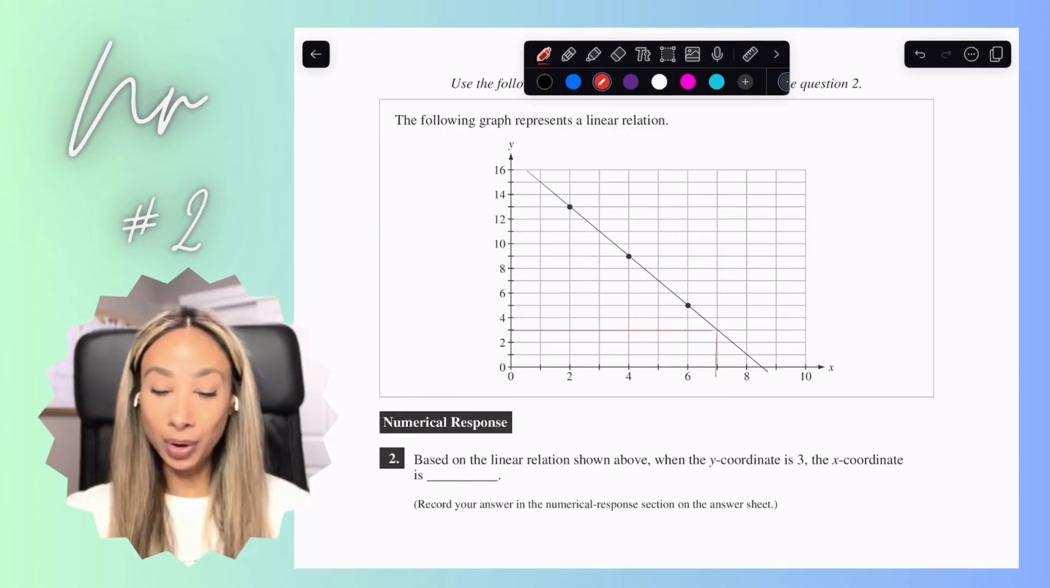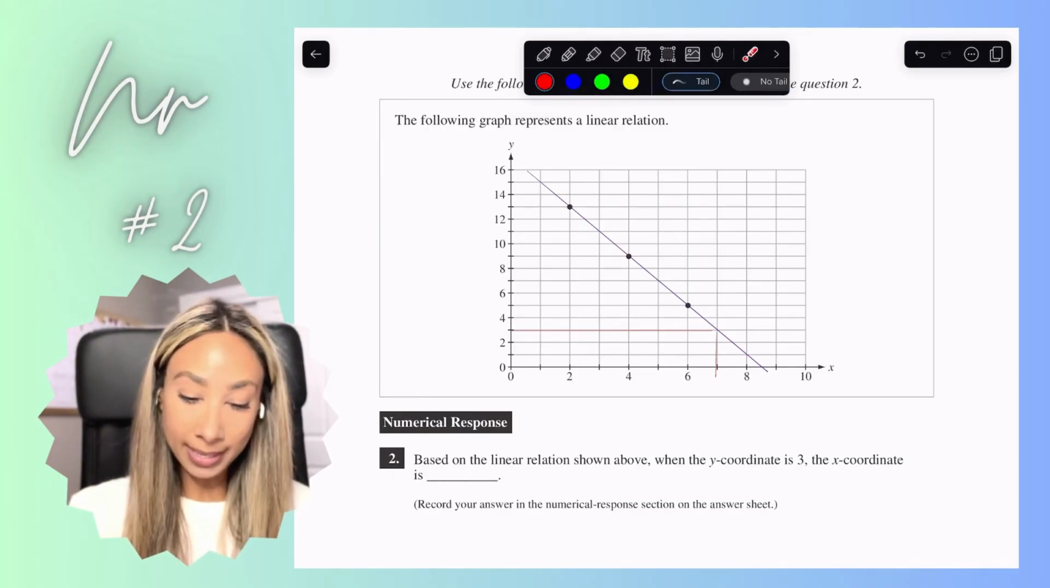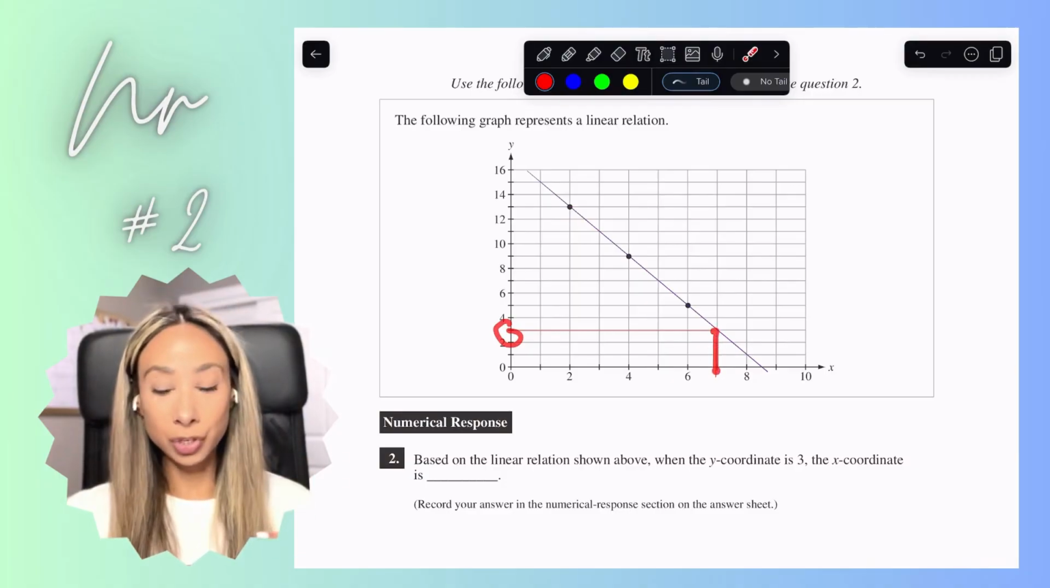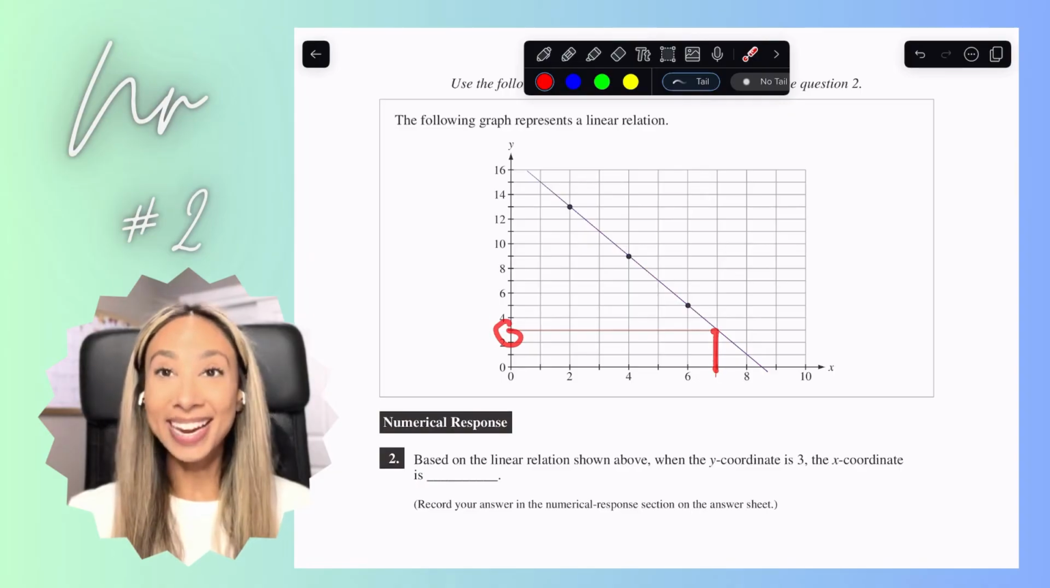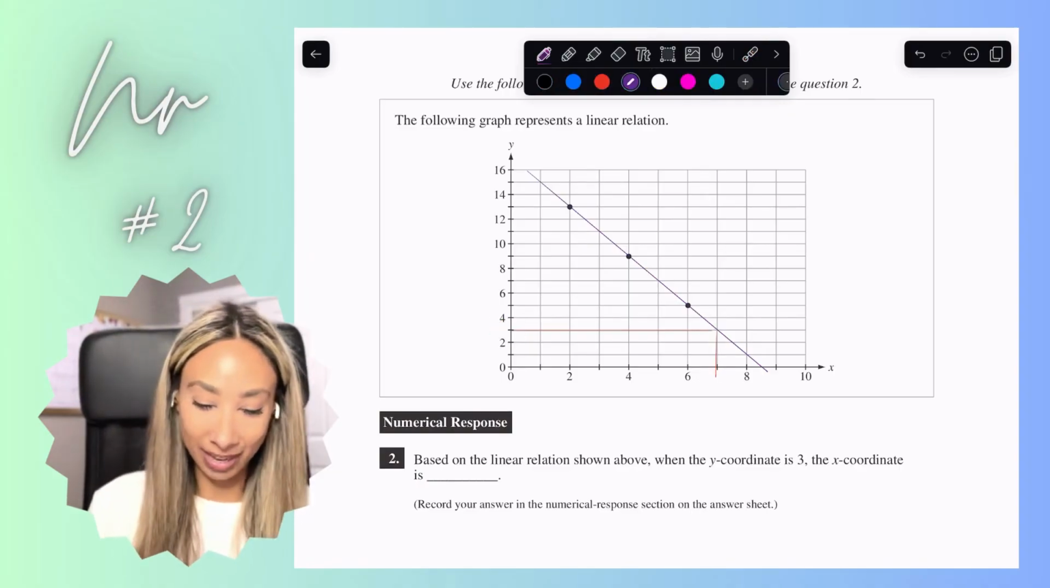So now all of a sudden we know that when y is 3, if I move it across and it hits our linear relationship, our x is going to be right here. So that number is in between 6 and 8, so that means our number here is going to be 7.